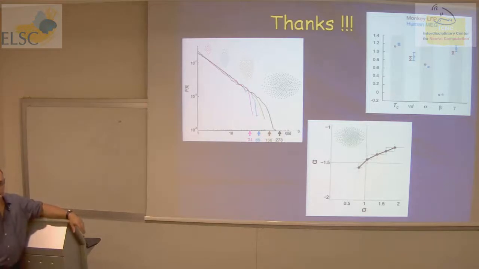Yes? Maybe I missed it. What is the significance of the value of -1.5 for the exponent? The significance is that it's predicted by a certain theory. There is an analytical derivation that starts with certain assumptions and gives you a certain form for the distribution. And in this limit of relatively large systems, you get the -1.5 exponent.